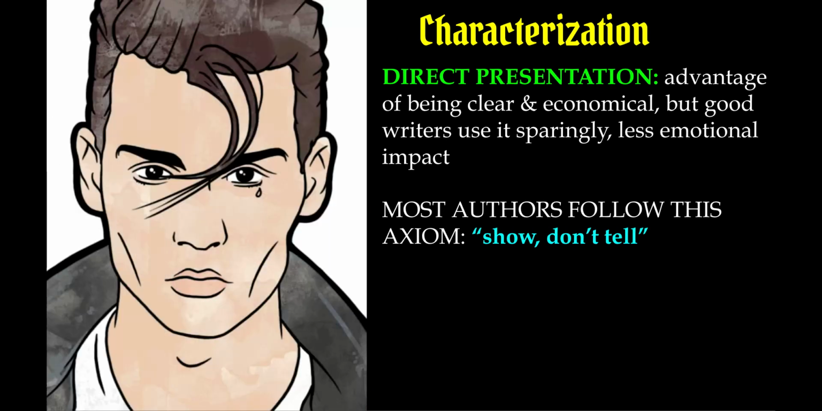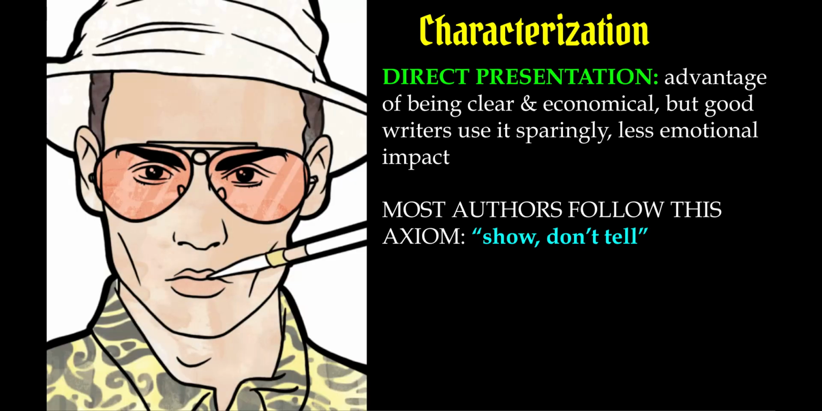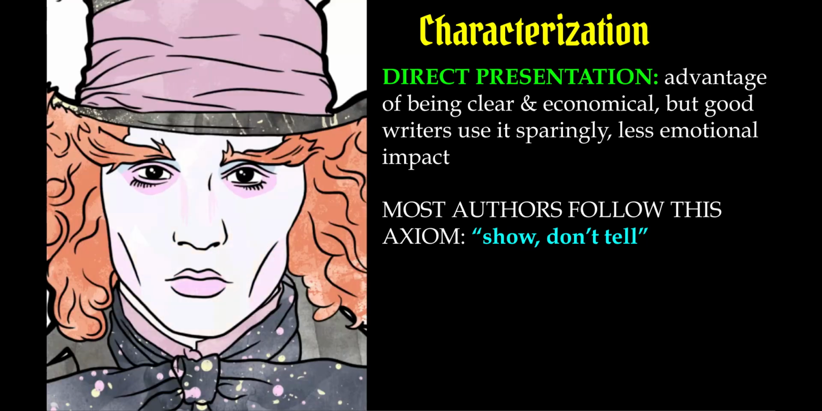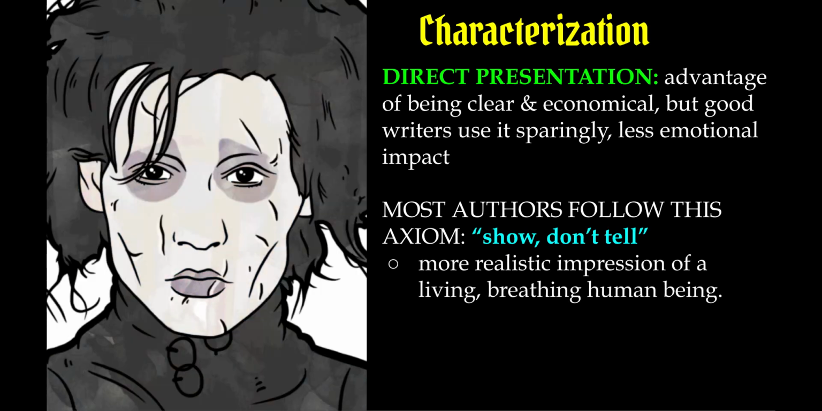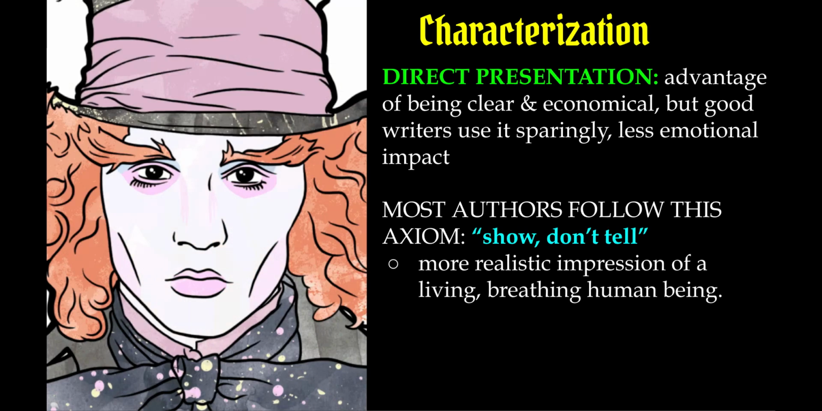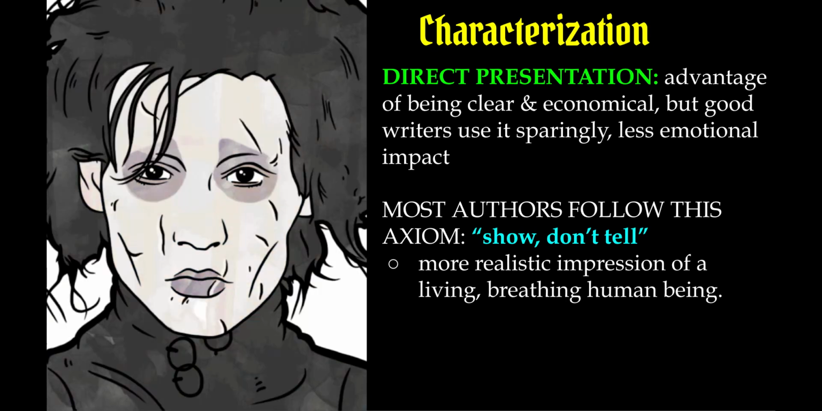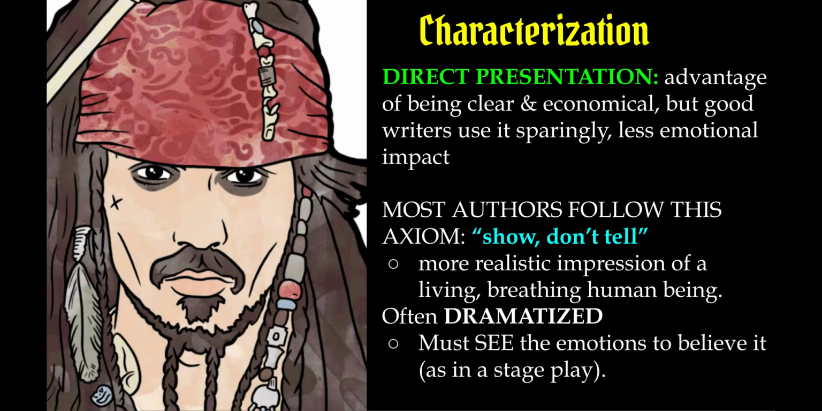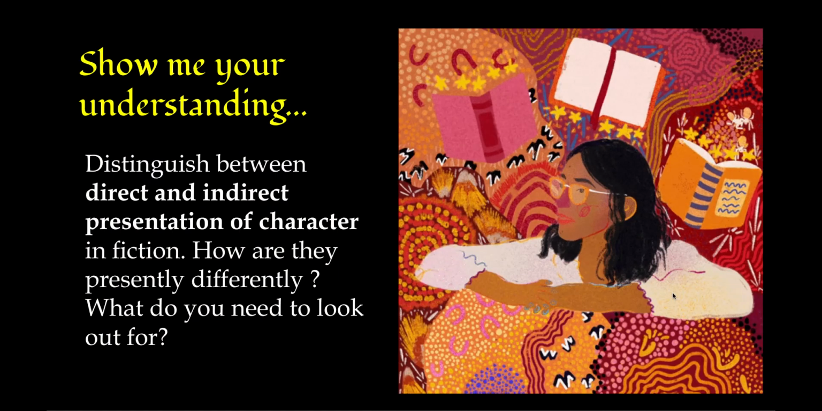In fact, when we start writing personal narrative essays this year, I'm going to push this hard, that you show me what happened. Show me what you're thinking or how you're feeling. Don't tell me, right? That's going to have way less emotional impact, okay? And it gives a more realistic impression of a living, breathing human being when they do this, okay? So they don't want to do direct. They want to do indirect, right? And it tends to be dramatized, like acted out, so we can kind of see the emotions in our imagination, right?